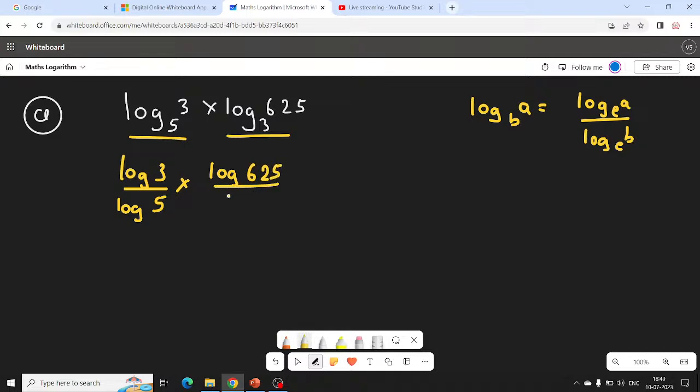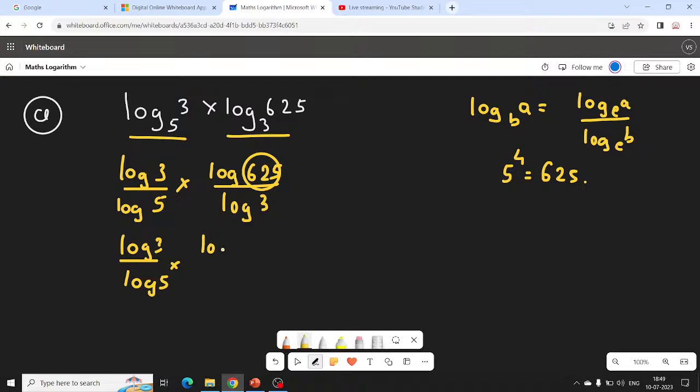625 divided by what? Log 3. Now tell me, 625 can be written as 5 to the power of 4. We have done one question, correct? 5 to the power of 4 is 625. So what happens? This is log 3. This is log 5 to the power of 4 divided by log 3. What happens to this 4? It comes here.